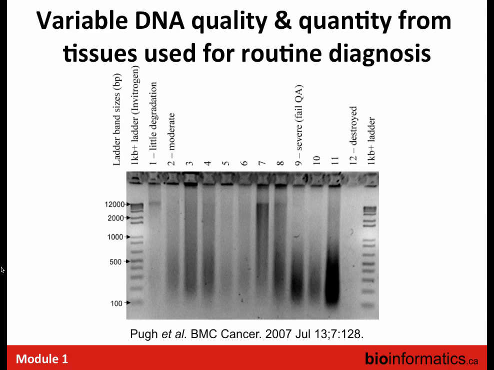In this case, this is a DNA ladder. This is the ideal case, nice high molecular weight DNA, very easy to work with in the laboratory. But as you go from left to right, this DNA gets increasingly degraded until the far right, number 12, actually has no DNA at all. This is a metastasis to a bone that was then decalcified. The DNA was completely destroyed. There's absolutely nothing there to analyze.